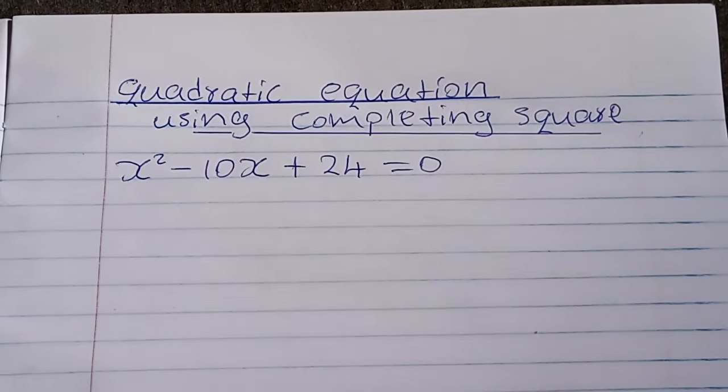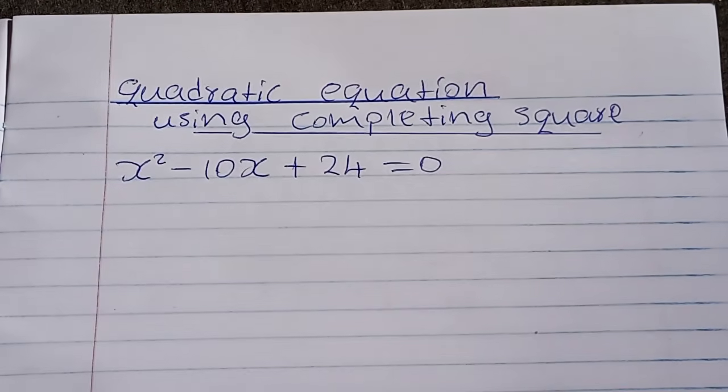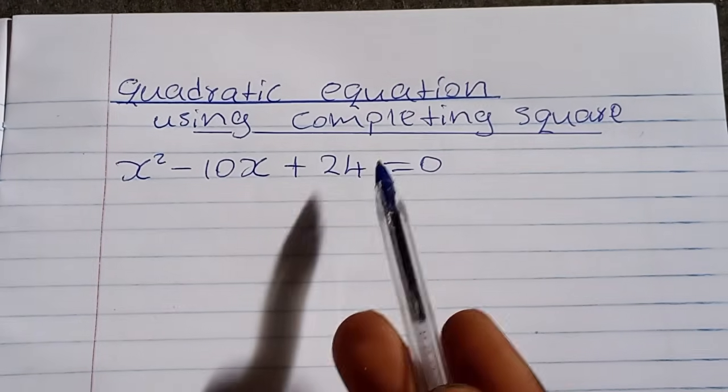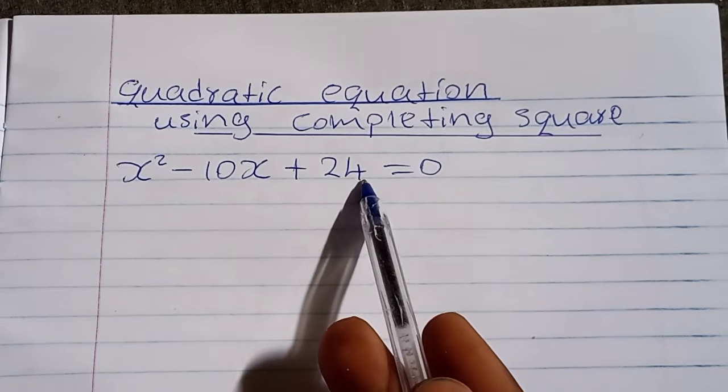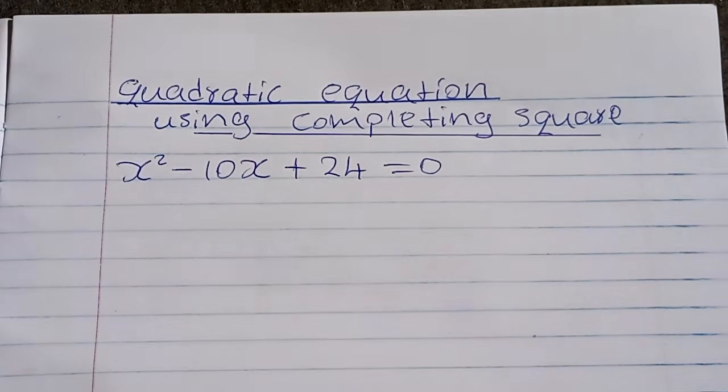Solving a quadratic equation using the completing square method. The only thing that I like about using the completing square method when solving a quadratic equation is that it saves time. You will not waste time looking for numbers that when you multiply you should get 24, or when you add them you should get 10.